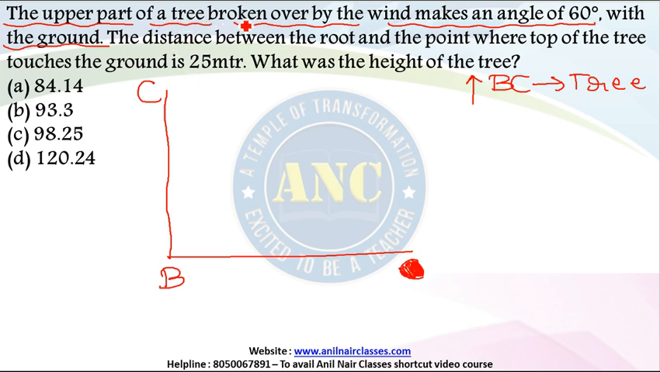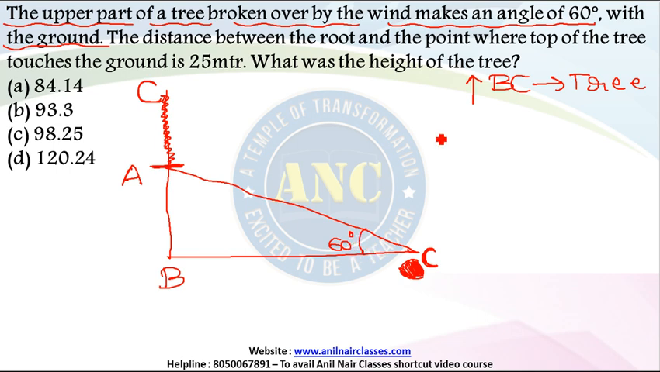The upper part of a tree is broken over by a wind. That means there is some upper part. At some point, let me call that point A, the tree breaks. This AC part breaks, and the upper part of the tree broken over by the wind makes an angle of 60 degrees with the ground. This broken upper part will come down like this, and this particular point C now comes here as C. That is what I wrote initially as C. So this makes an angle of 60 degrees with the ground.